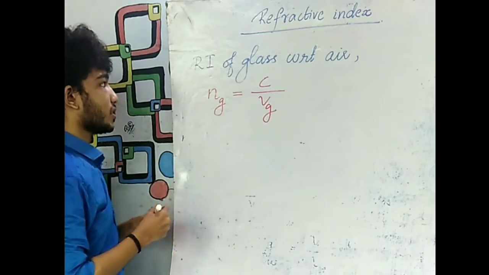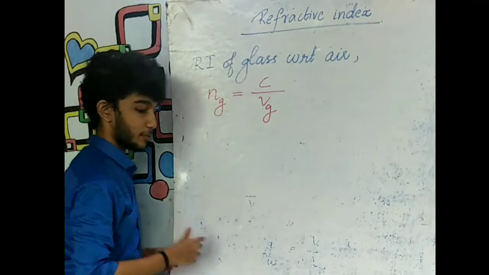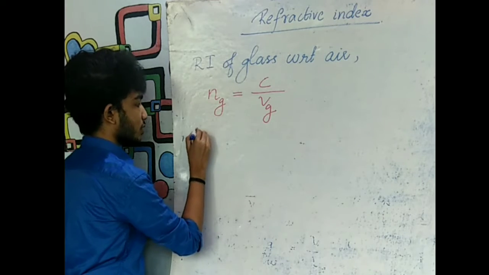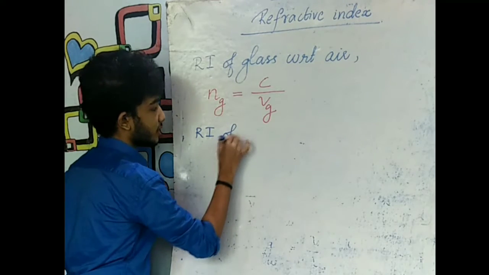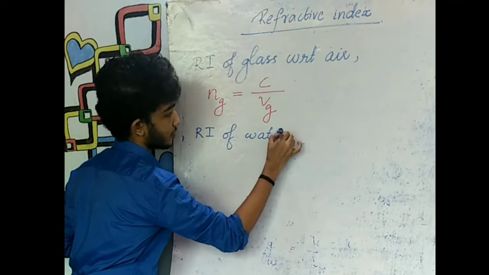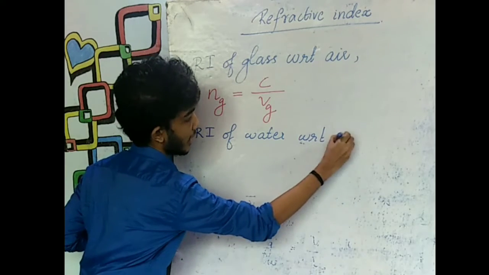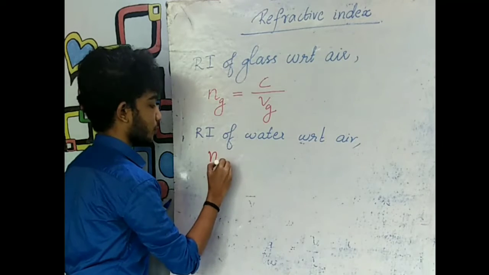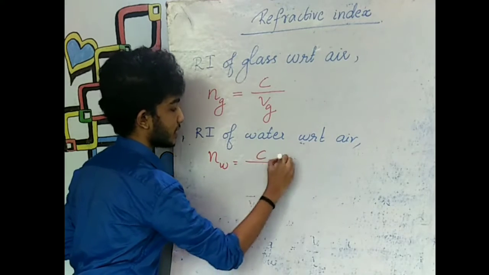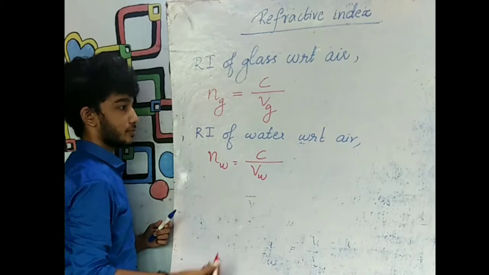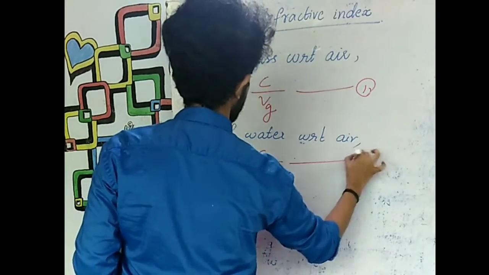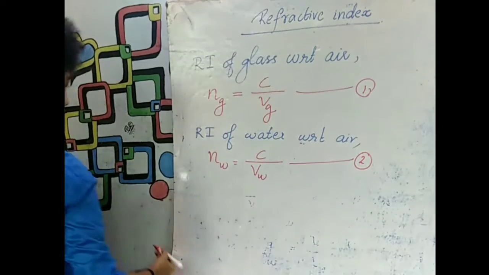This is the relation because the refractive index is inversely proportional to the velocity of light. Now the second medium is water. The refractive index of water with respect to air is given by Nw equal to C by Vw. Let this be equation number 1 and let this be equation number 2.